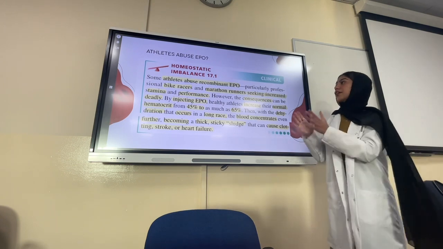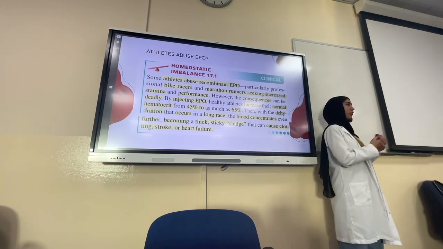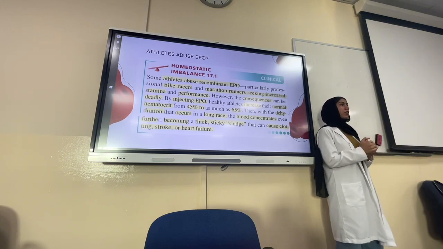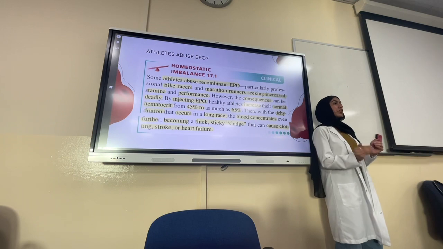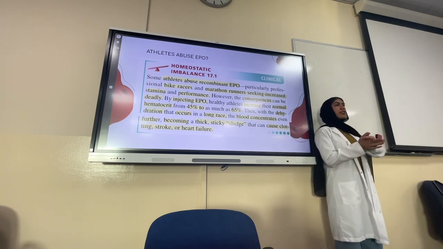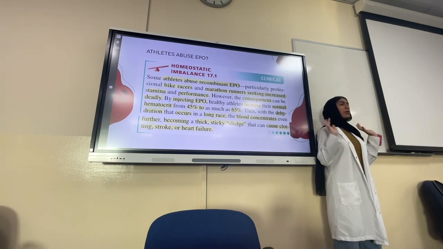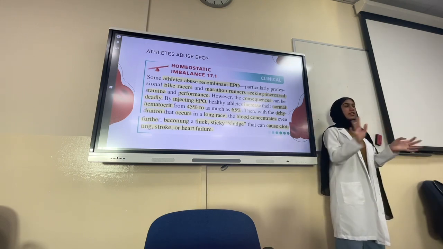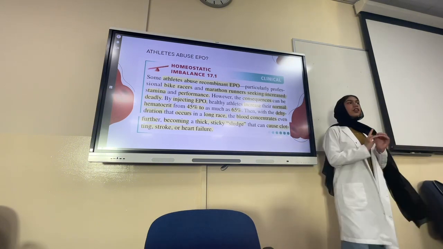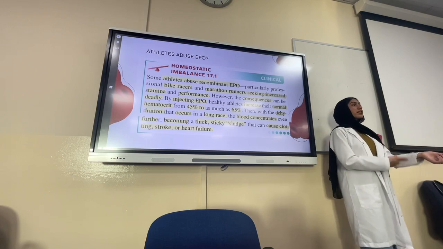Okay. Athletes abuse EPO. Did you guys ever hear of this before? Okay. Can someone tell me why they would do this? So they can have more stamina, more endurance. Which athletes commonly would do this? Marathon runners, those that need a high amount of energy for a longer period of time. Marathon runners, swimmers, etc. They're going to abuse EPO. They inject EPO. When they inject EPO, what happens?